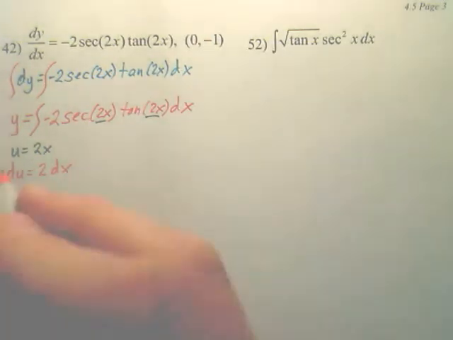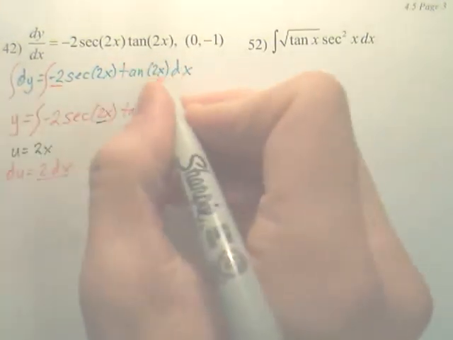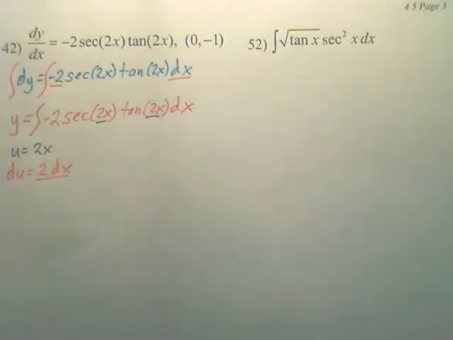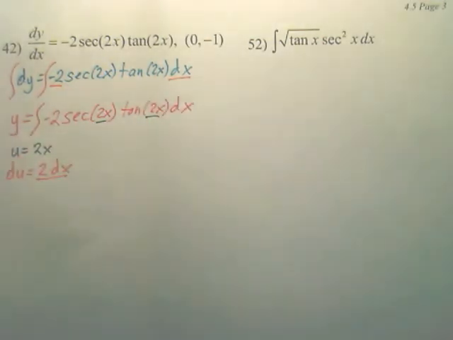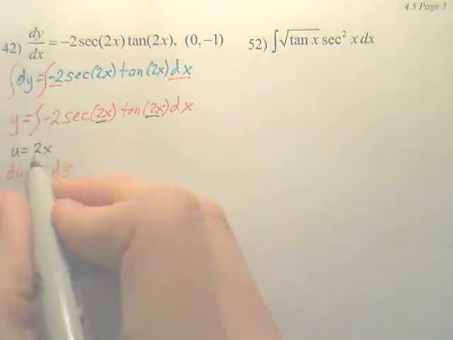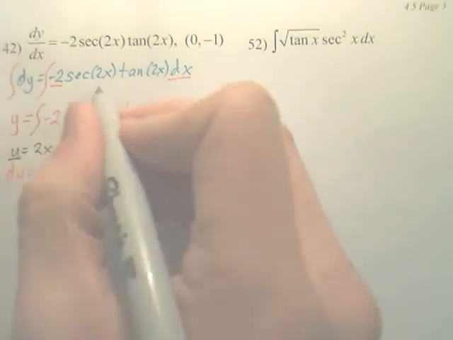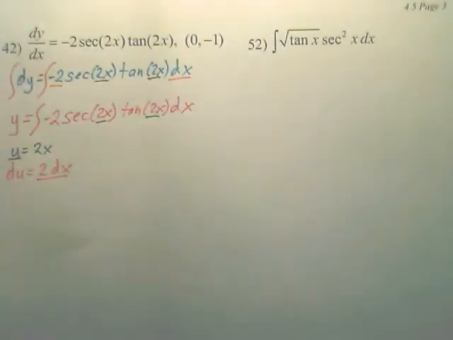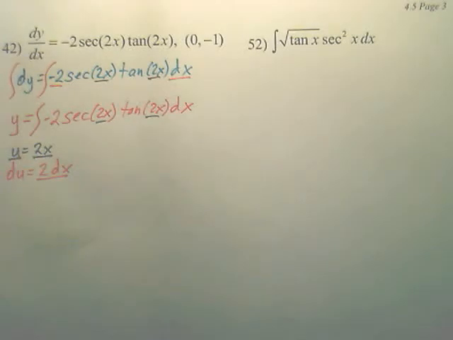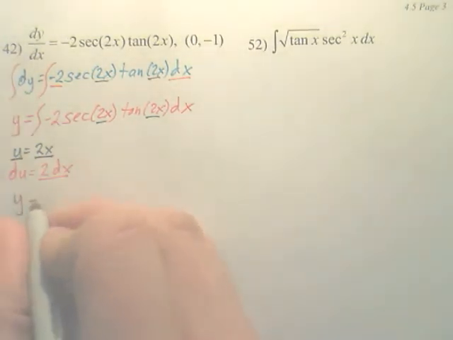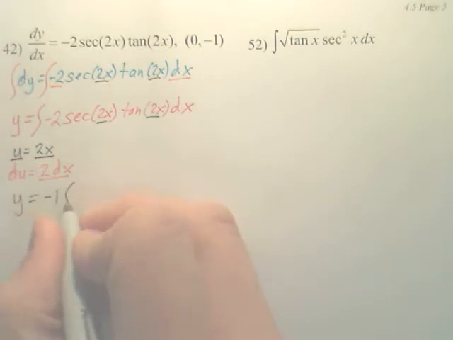Okay. Now, does this match that besides the negative? This 2 dx, can I replace the 2 dx with du and leave the negative 1? Can I replace the 2x with u? You follow me there? Maybe we should underline the 2x. Can I replace that with u? So I now have a new equation. I'm going to pull the negative 1 out. Is that okay?